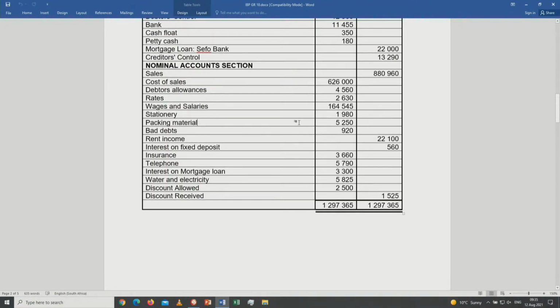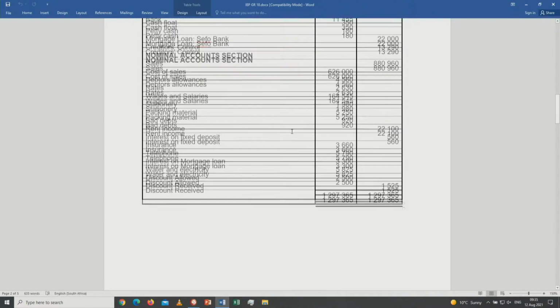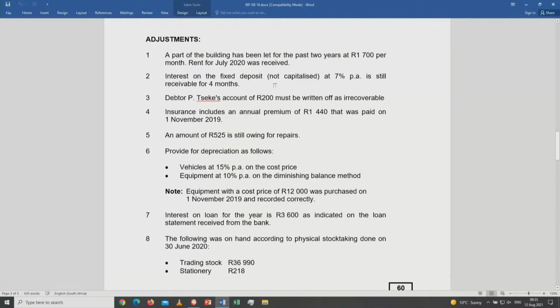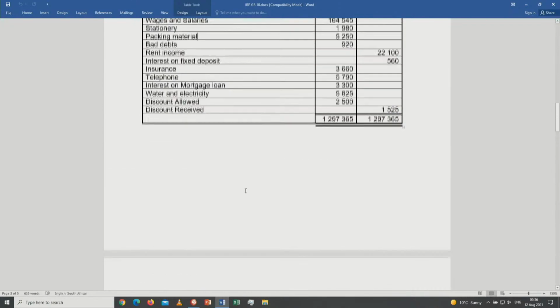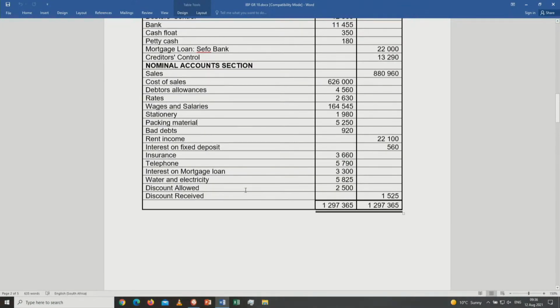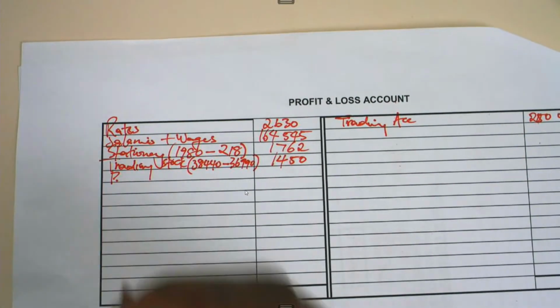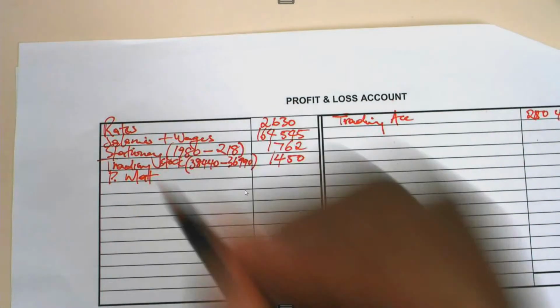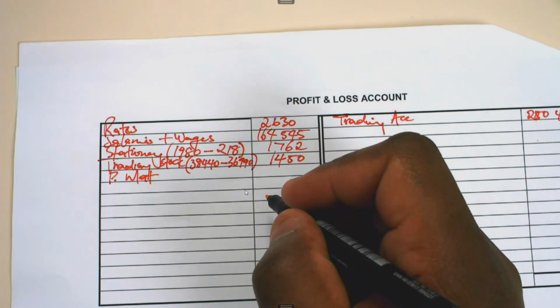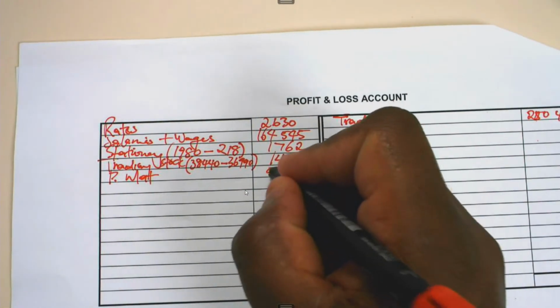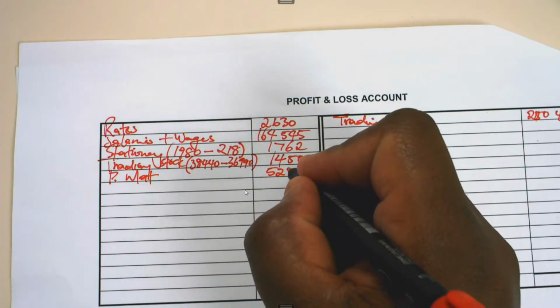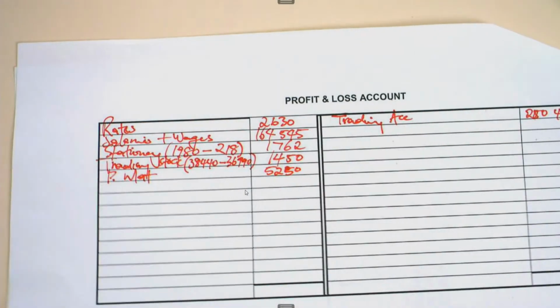Let's go back to our trial balance. Packing material 5,250. Now let's check if we have any adjustment of the packing material here. Nope, we don't. So if we don't, we take it as it is. So here you'll write packing material 5,250.